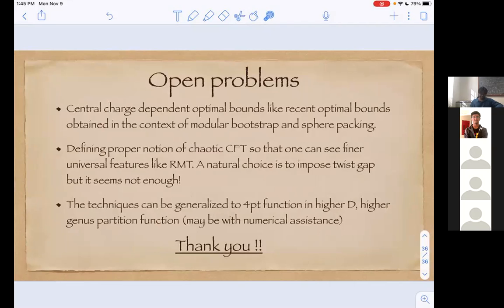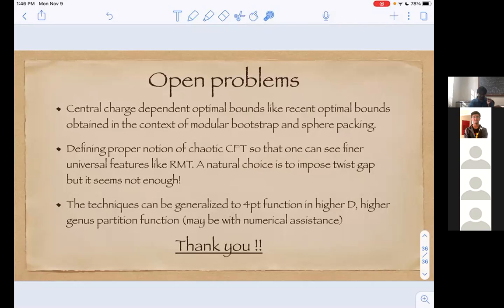And finally, I would like to mention some open problems. As I briefly mentioned before, the optimal bounds are not central charge dependent. So these are the optimal bounds which uniformly apply for all central charge. So maybe one can look at some particular CFT with some particular central charge and improve these bounds, much like the bounds that have recently been obtained in the context of modular bootstrap and sphere packing in the paper of Dalimil and other people.